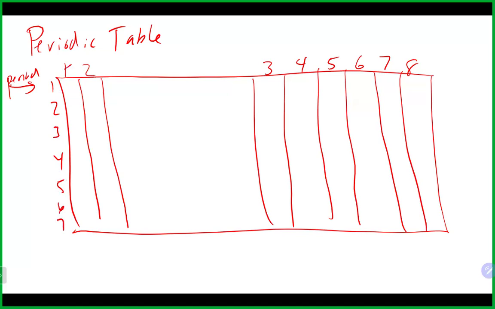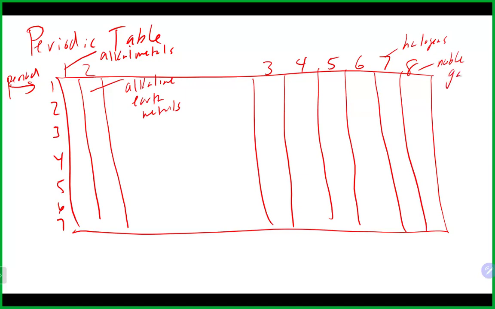And group 1 on the periodic table is the alkali metals. Group 2 is the alkaline earth metals. Group 7 are our halogens. Group 8 are our noble gases. The part in the middle between group 2 and group 3, these are our transition metals.